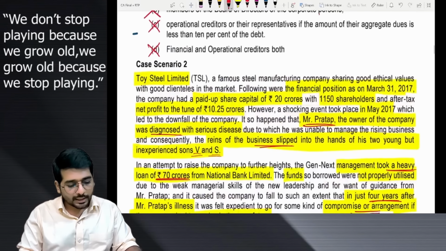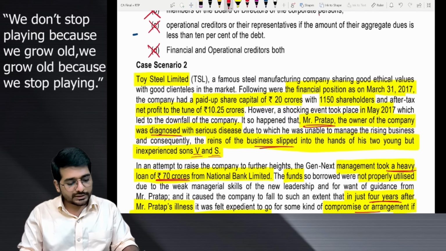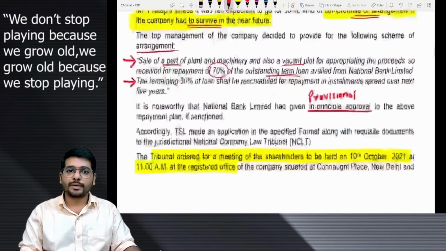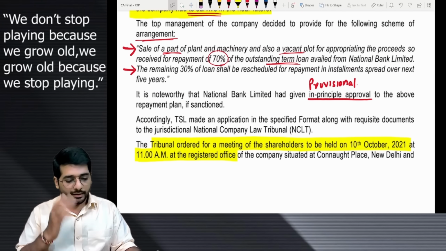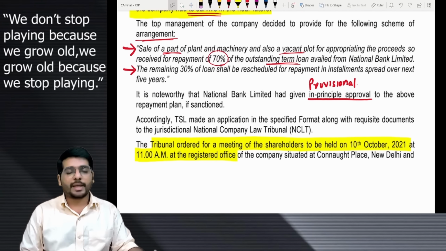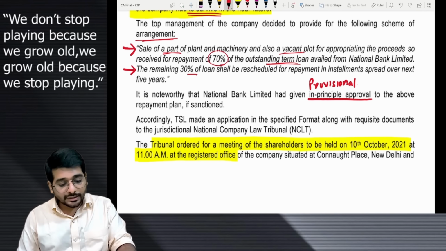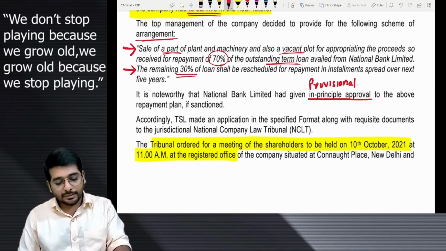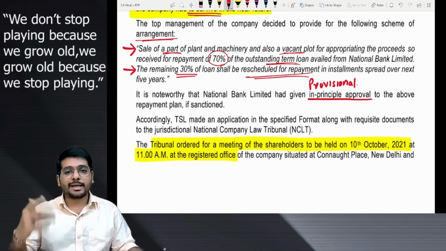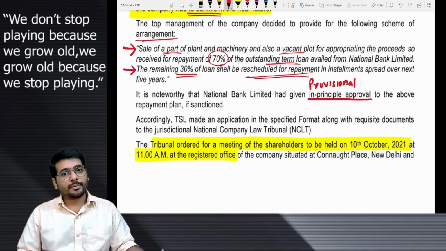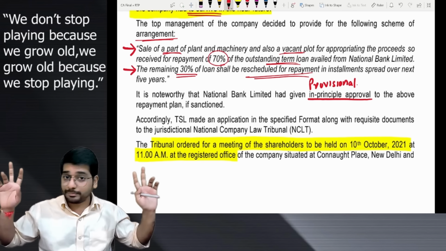70 crores was there, right? How much was that term loan? 70 crores, right? 70% of 70 crores they will repay by selling the plant and machinery portion and a vacant land. Plus 70% they will repay. What about the balance 30%? Balance 30% they will reschedule the payment. That is, they will remake a new payment schedule, and according to that they are planning to repay.